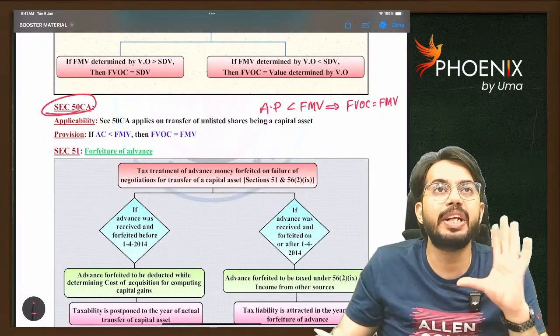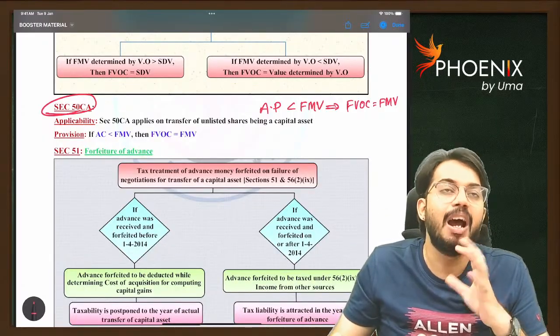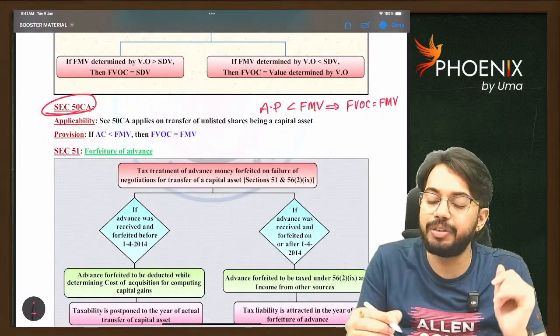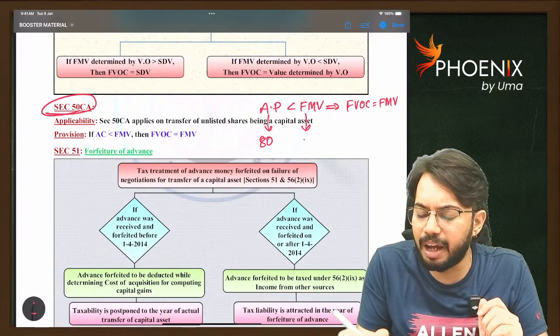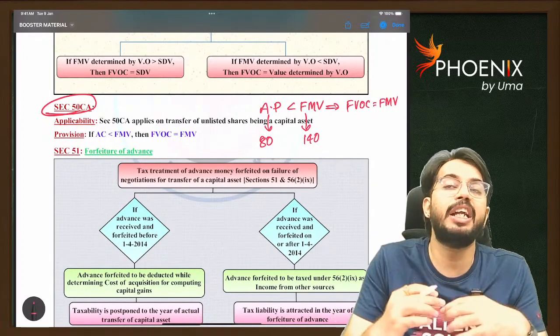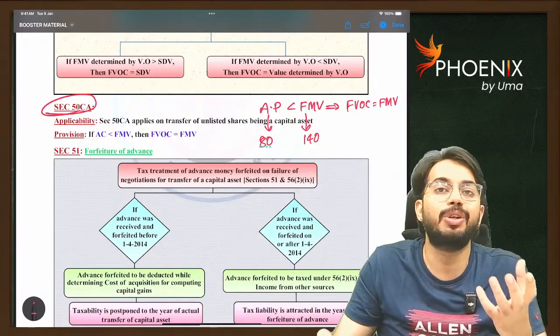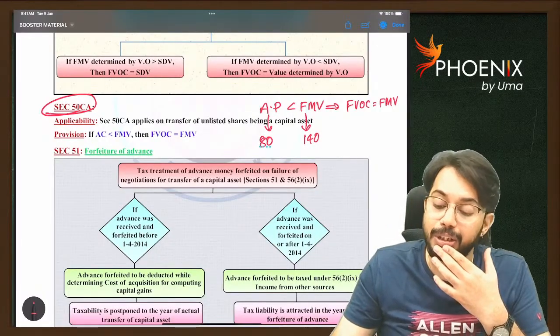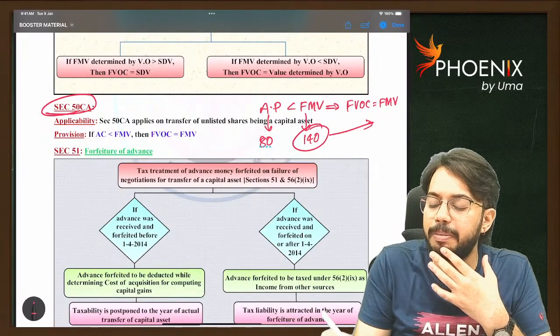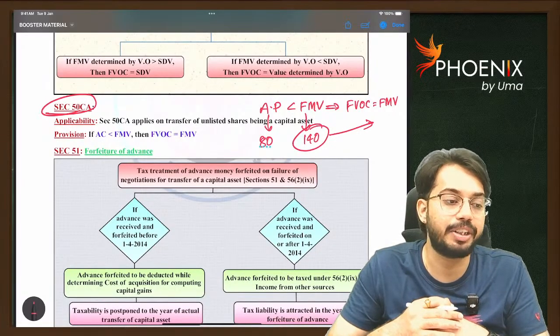Let's say Umasankar Private Limited is a company, and I wanted to sell the shares. The actual price I sold at is 80 rupees, but the fair market value is 140 rupees. Intentionally, I am selling at a low price so that I can avoid payment of capital gains tax. So in this case, 140 rupees will be taken as the full value of consideration. Is it clear?